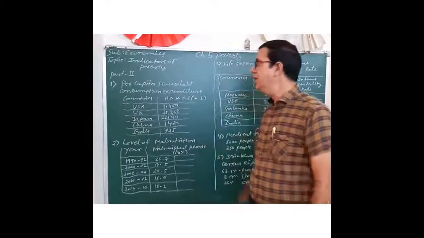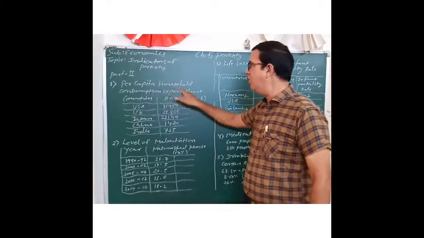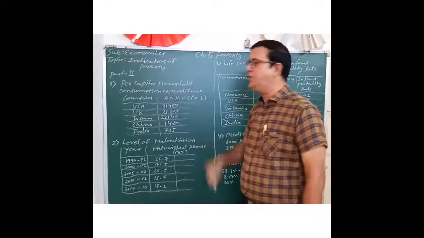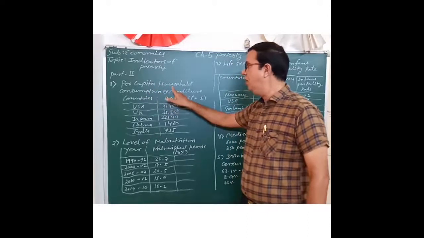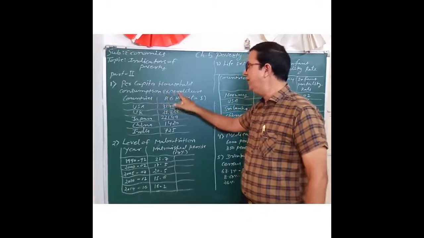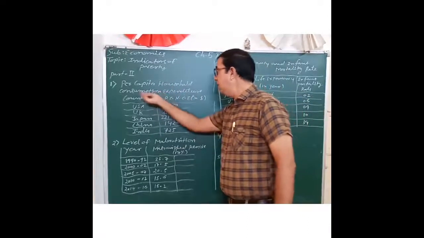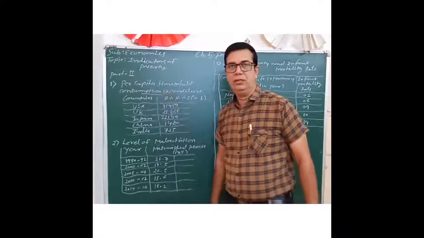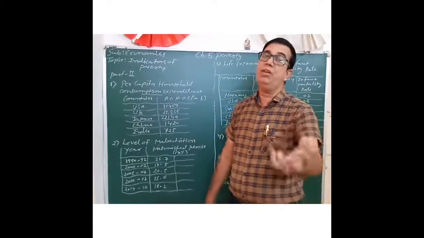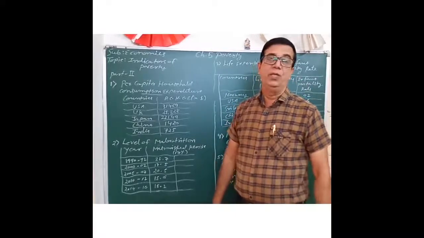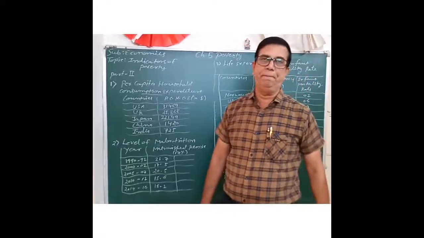First one is per capita household consumption expenditure. Here is the consumption expenditure. It depends on per capita income. What is your per capita income? So first of all, what is per capita income?